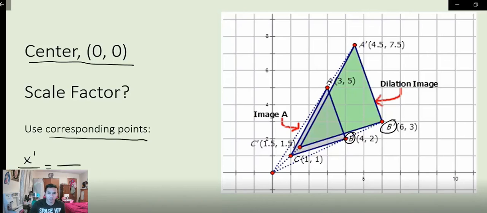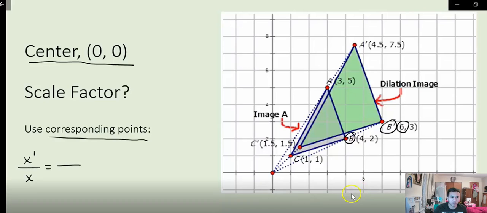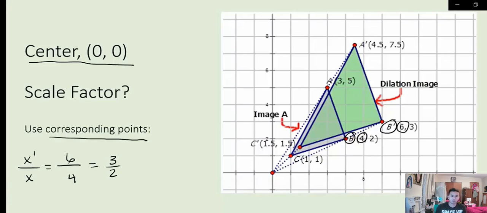So I'll be using x prime over x, that is 4 and 6. So 6 over 4 is equal to 3 over 2. Therefore, the scale factor here is 3 over 2.